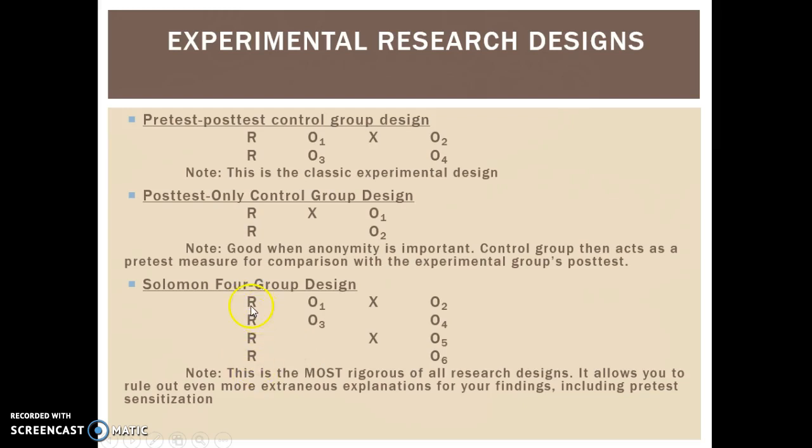Let's say you have 100 participants, you would assign randomly 25 to this group, 25 participants to this group, 25 to this group, and 25 to this group. So you're randomly assigning your participants to one of these 4 groups. The first group will get the pre-test, then an intervention, and then a post-test. The second group will get the pre-test, no intervention, and then a post-test. The third group will get the intervention and a post-test, no pre-test. And then the fourth group will get no pre-test, no intervention. They just get a post-test.